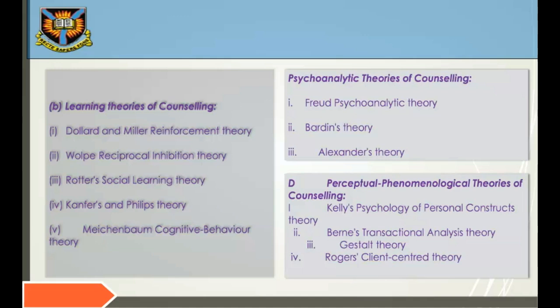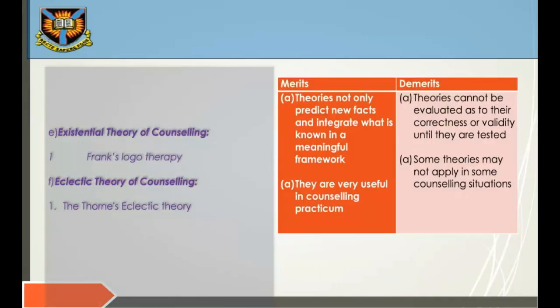C. Psychoanalytic theory of counseling. Freud's psychoanalytic theory. Bordin's theory. Alexander's theory. D. Perceptual phenomenological theories of counseling. Kelly's psychology of personal construct theory. Berne's transactional analysis theory. Gestalt theory. Rogers' client-centered theory. E. Existential theory of counseling. Frankl's logotherapy. F. Eclectic theory of counseling. Thorne's eclectic theory.